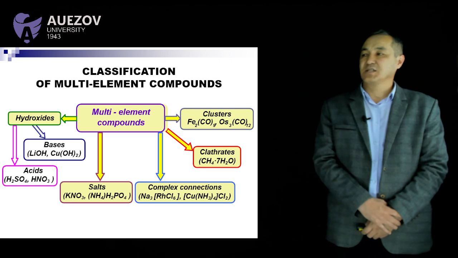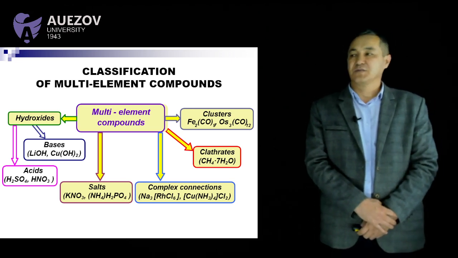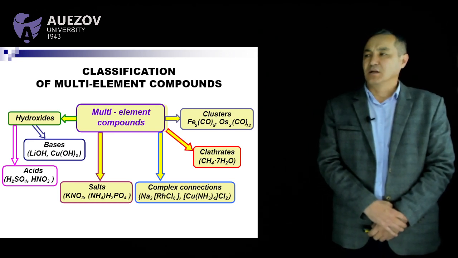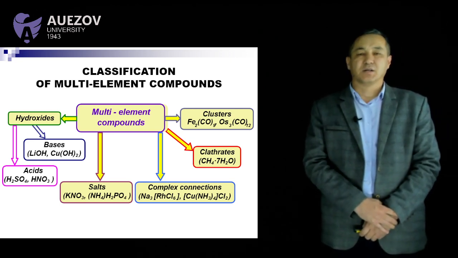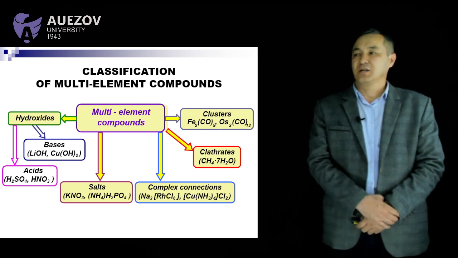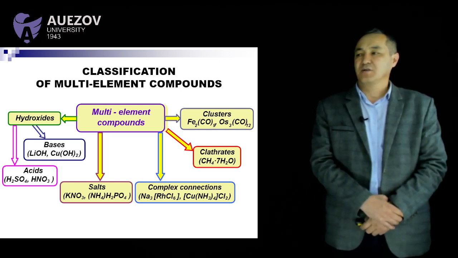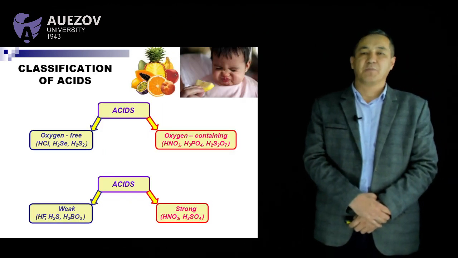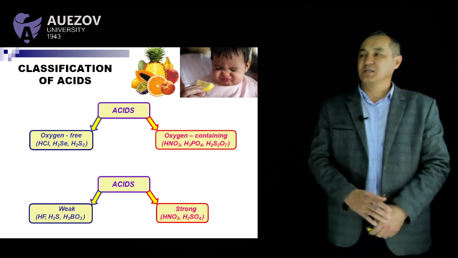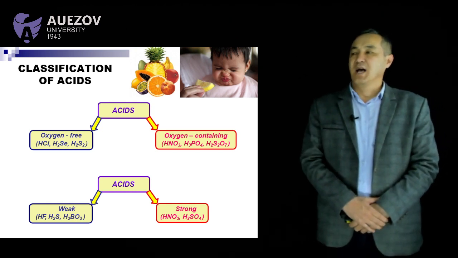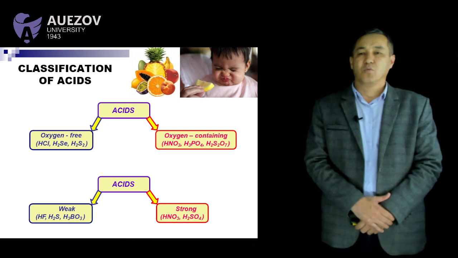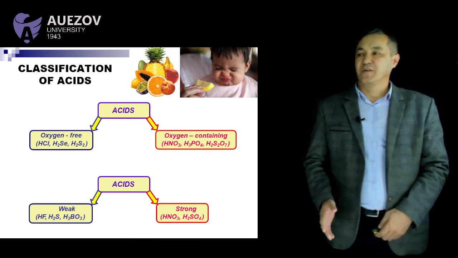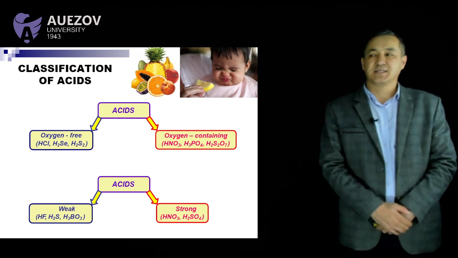And classification of multi-element compounds. Multi-element compounds we can divide into hydroxides and clusters, clathrates, complex compounds, salts, acids, and bases. The second type of chemical substance is acids. Acids we can divide into oxygen-free and oxygen-containing acids.